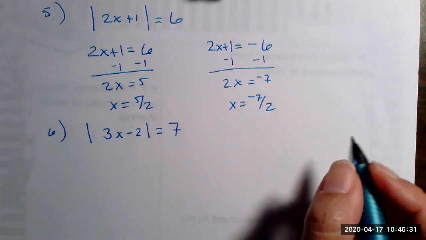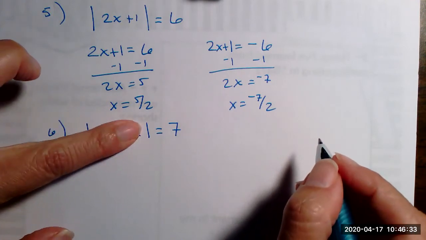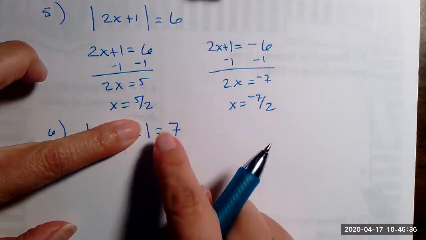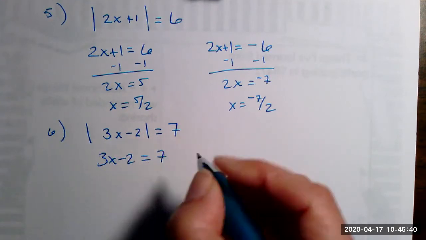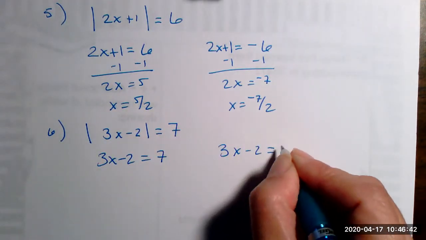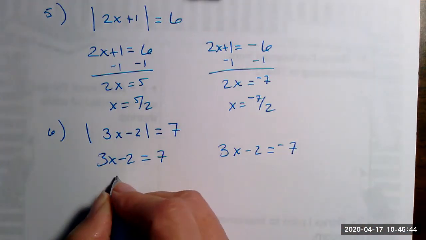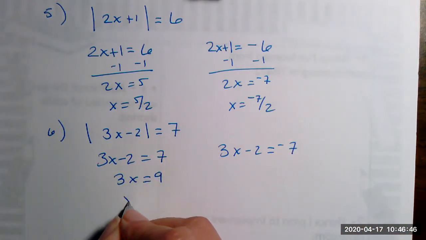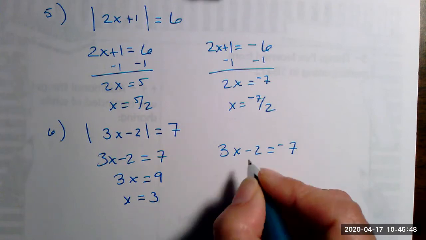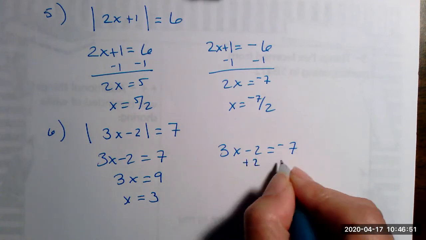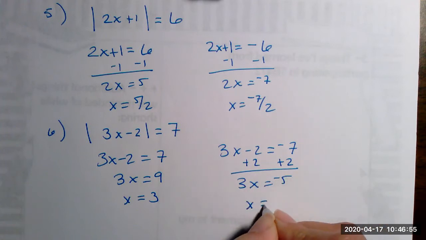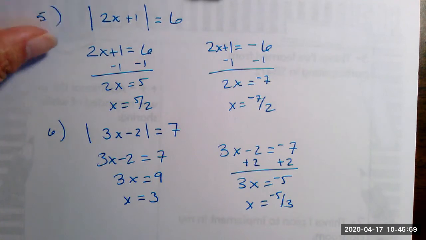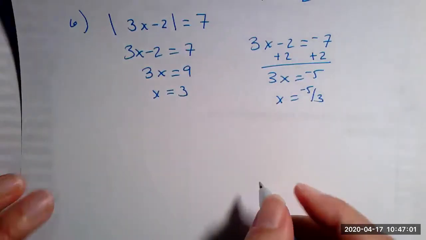All right, go ahead and try that one. Same thing. I'm going to write whatever's under my finger, and I'm going to write 7 or negative 7. So 3x minus 2 equals 7. 3x minus 2 equals negative 7. Add 2 to both sides. Divide by 3. So x equals negative 5/3. All right, hopefully we're getting the hang of it. All right, number 7.